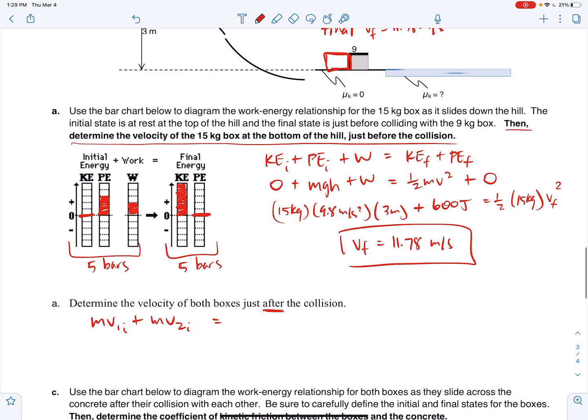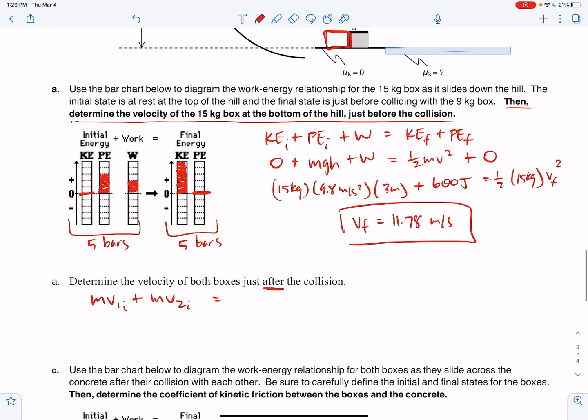Now, after they collide, they stick together and they become one mass. So we write that like this. The mass of the first box plus the mass of the second box is their combined mass, and they're going to have this common velocity after the collision. I'm going to call that V final. Okay? This is conservation of momentum for an inelastic collision.